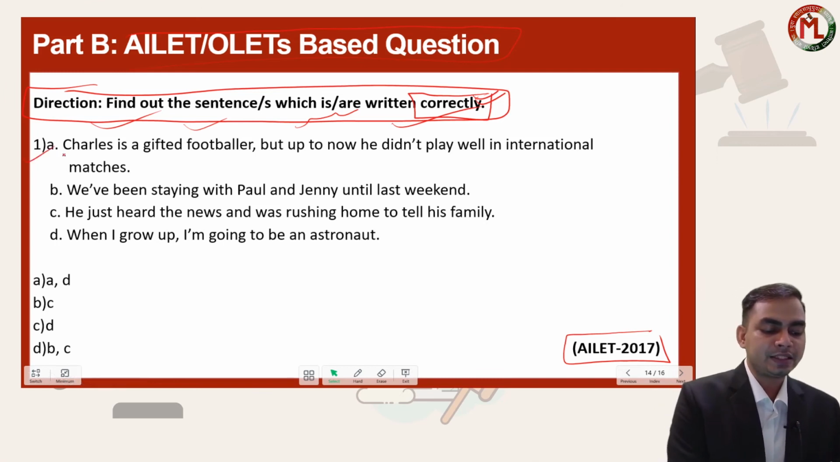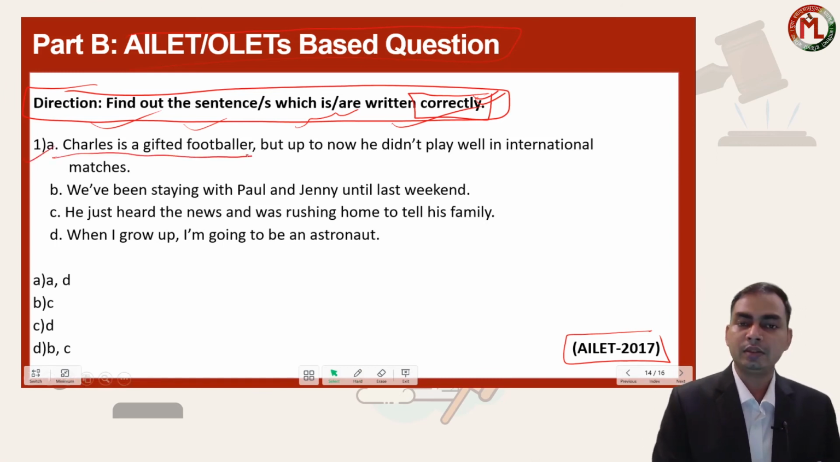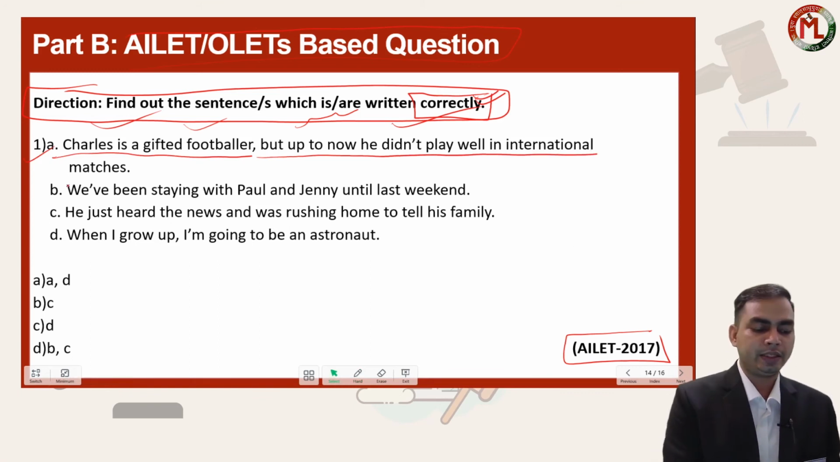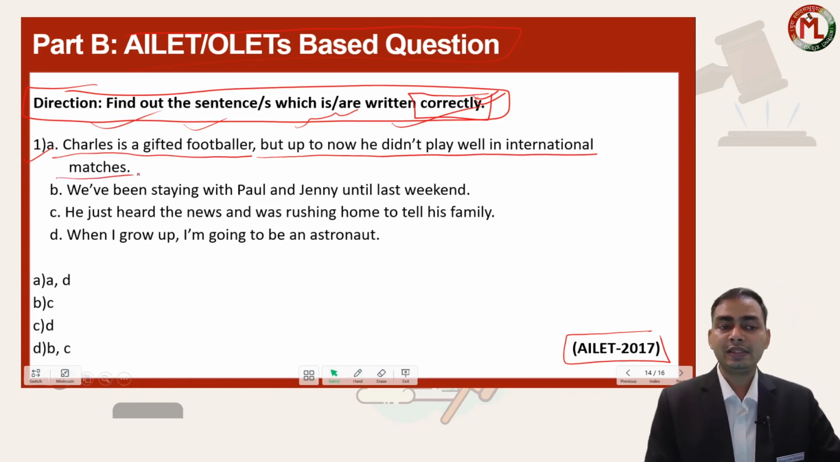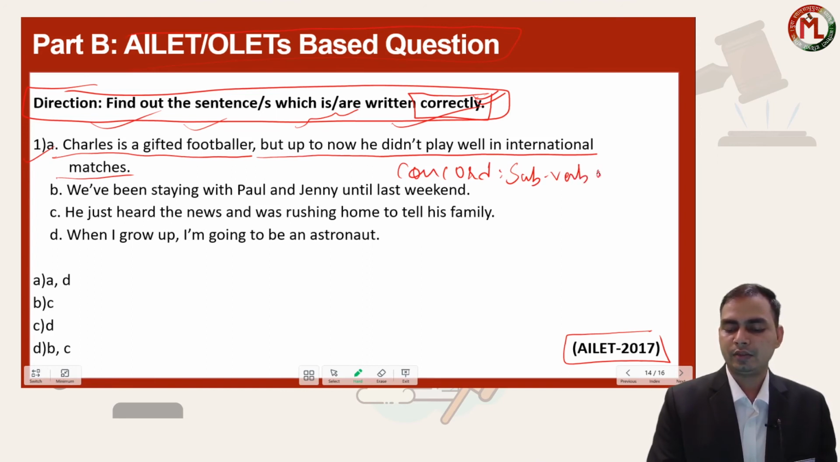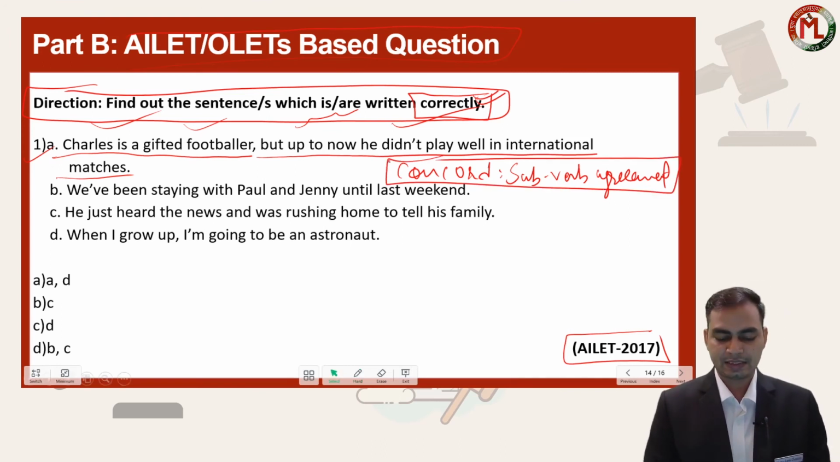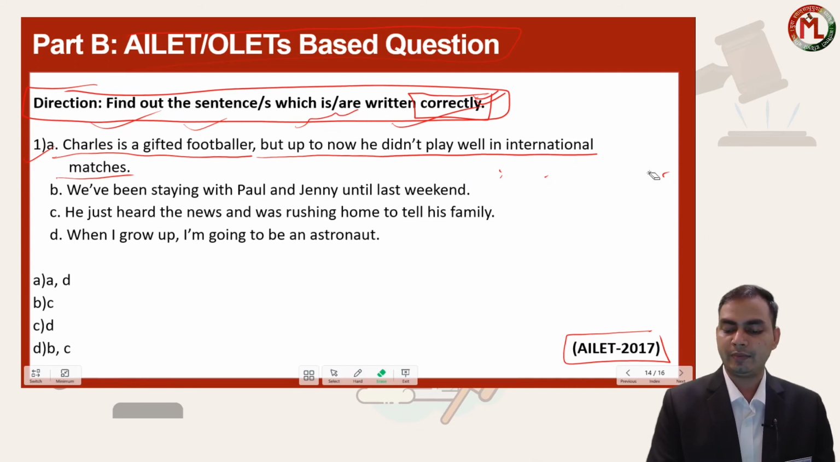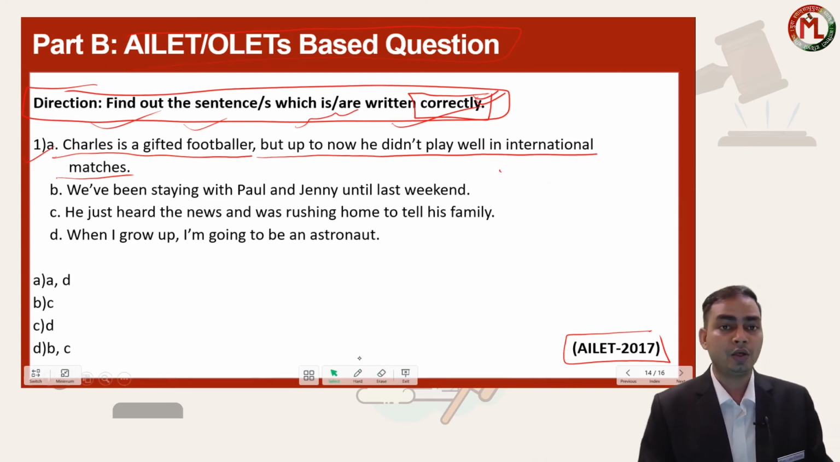So the first sentence is: Charles is a gifted footballer, but up to now he did not play well in international matches. All right, so this is from the rule of concord. If you know this thing, concord means subject verb agreement. So you need to read through some rules to understand subject verb agreement, and then only you will be able to decide whether the sentence is correct or not.